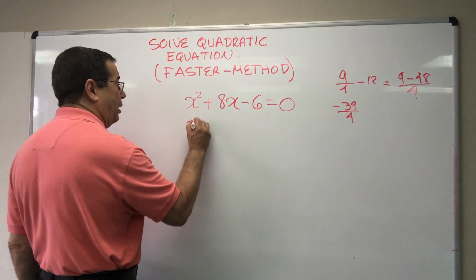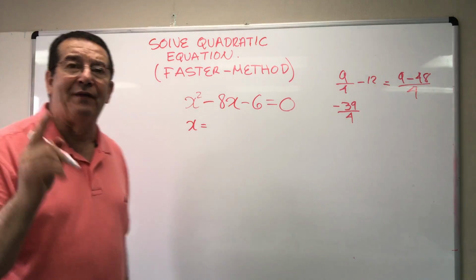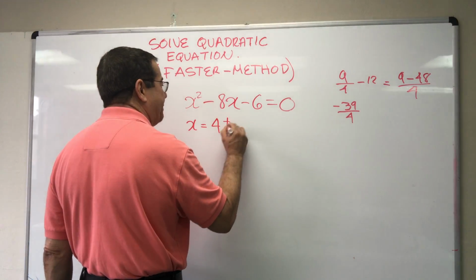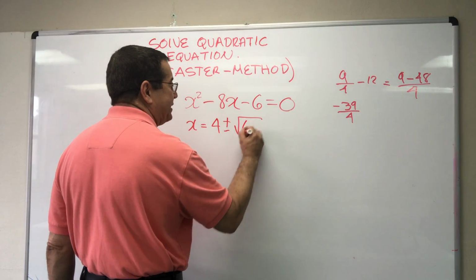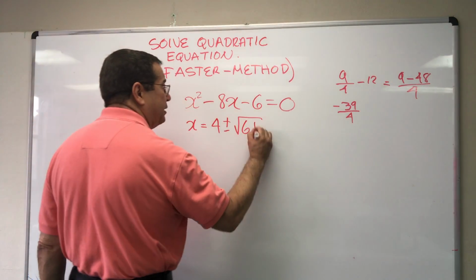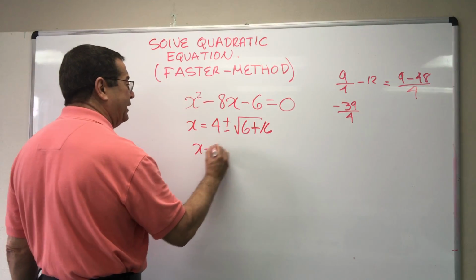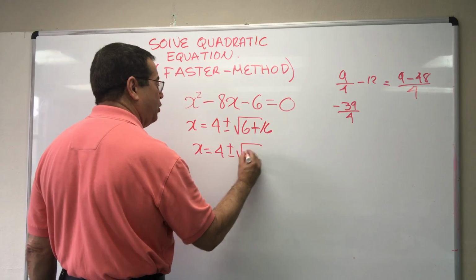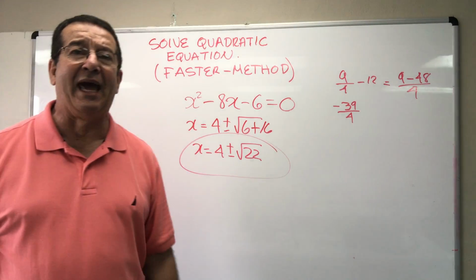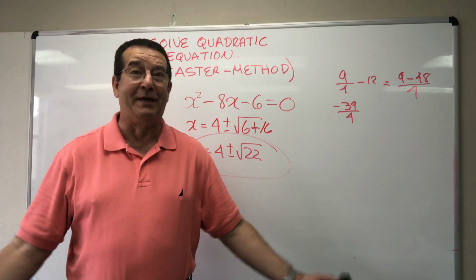You say x is equal to negative 8 divided by 2, which is negative 4. You change the sign, it's 4. 4 plus and minus the square root of 6, because when you move this to the other side, it's 6 positive, and now plus 4 squared, which is 16. Now you have the solution directly: 4 plus and minus the square root of 22. And that's it. Two steps and you find the solution of the quadratic equation. That's very easy. Yes or no? It's very easy.